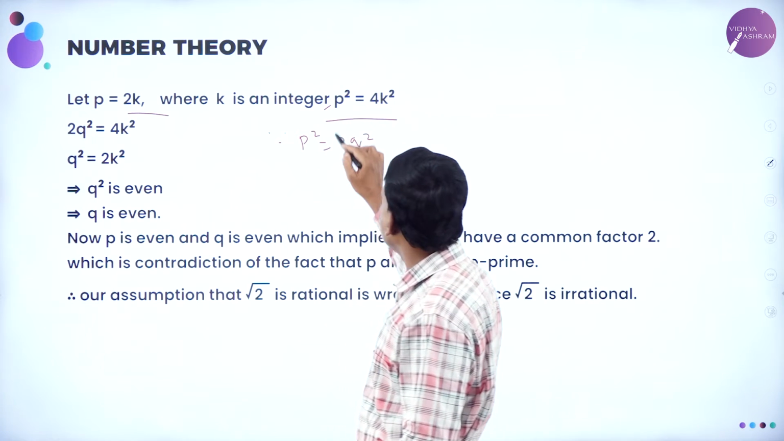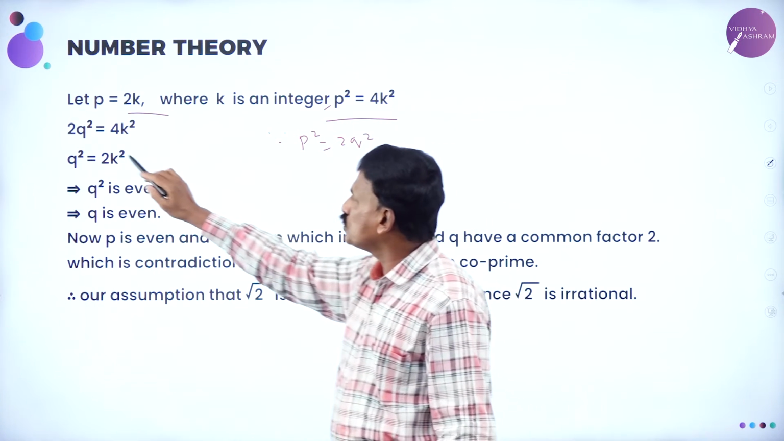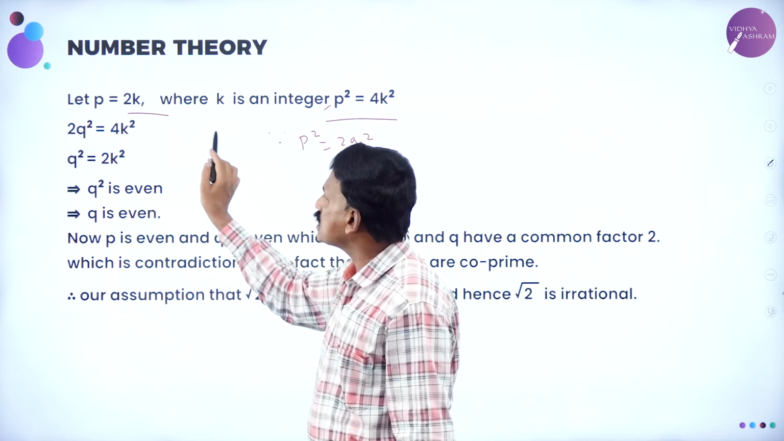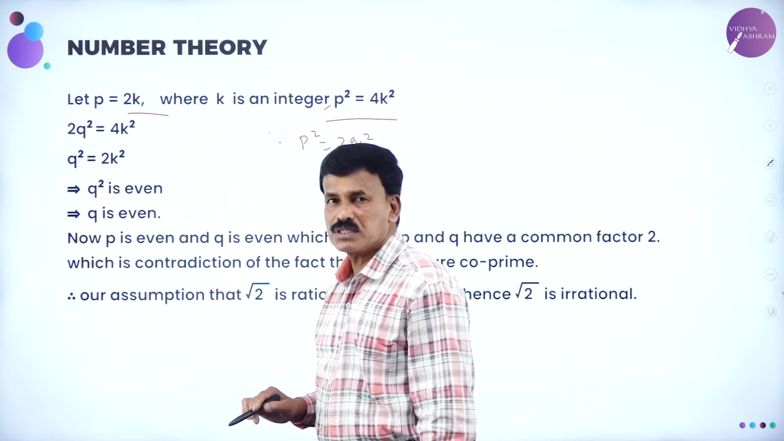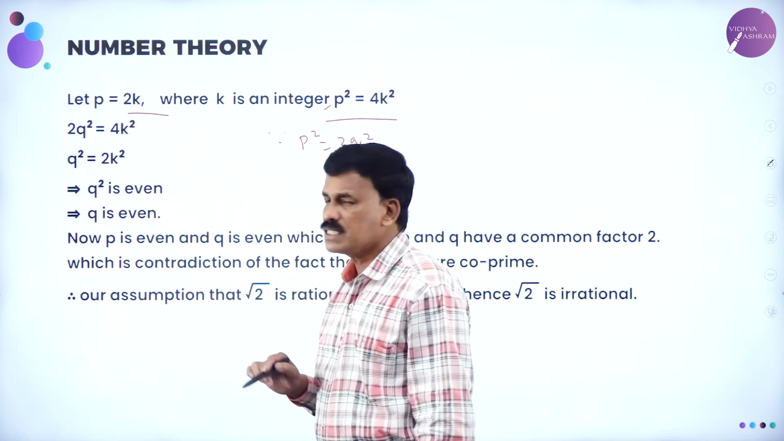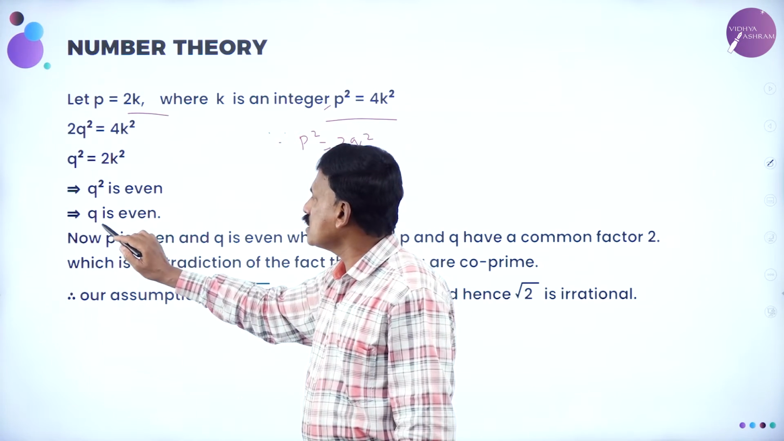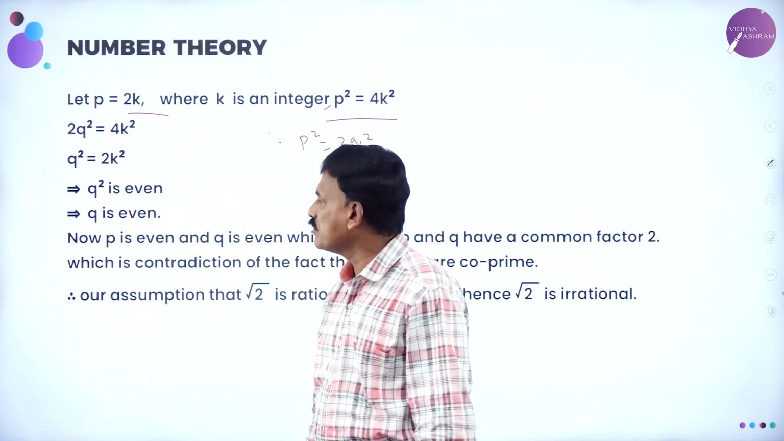Since we know the value of p square is equal to 2q square, substitute here: 2q square is equal to 4k square. Divide by 2, q square is equal to 2k square. That means q square is again an even number. If q square is an even number, then q is also an even number.